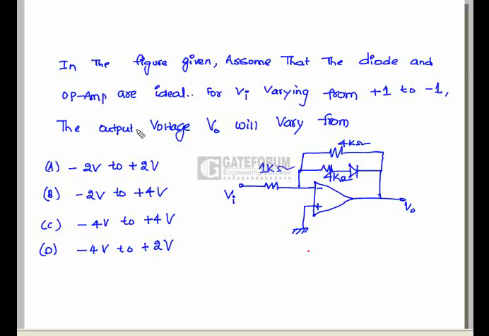Here the question is, in the figure given, assume that the diode and the op-amp are ideal. For Vi varying from +1 to -1, the output voltage V0 will vary from. Here in the given figure, the circuit acts as an inverting amplifier, means there is a 180 degrees phase shift between the V0 and the Vi. So suppose Vi is varying from -1 to +1, we can divide into two parts, that is Vi varying from -1 to 0 and 0 to +1.